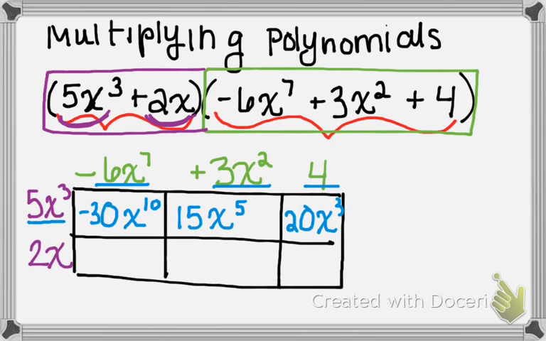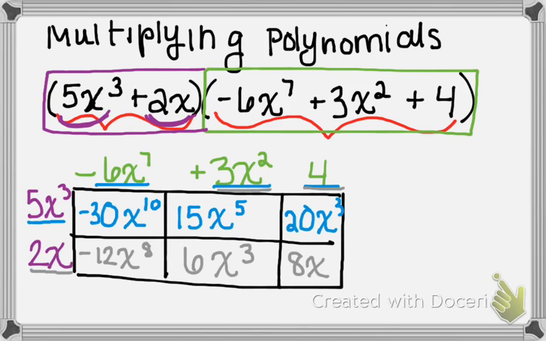So I'm going to do the same thing for the bottom row. 2x times the negative 6x to the 7th, negative 12x to the 8th, 2x times 3x squared gives us 6x cubed, and then 2x times 4 is 8x. So everything in the boxes actually represents our solution.